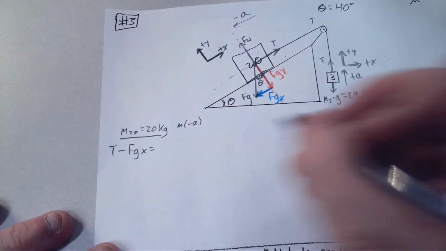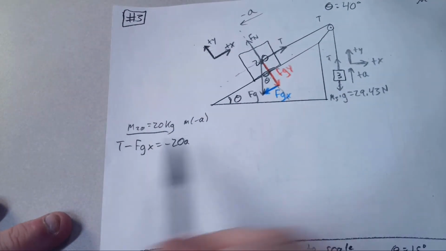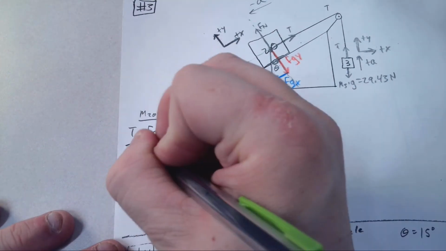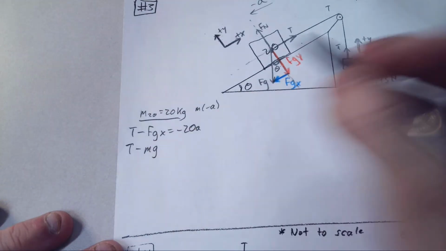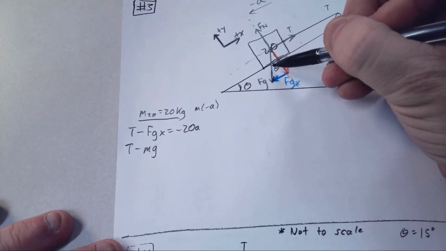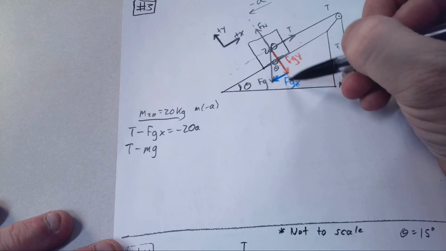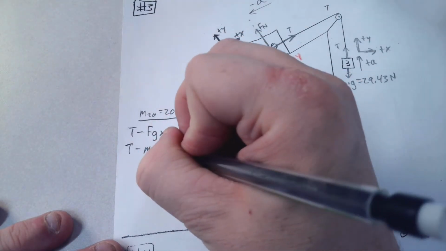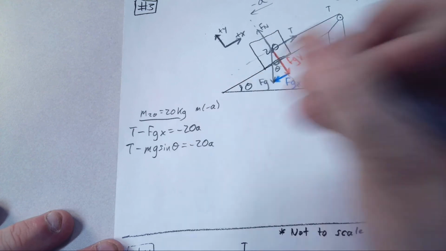Okay, m times negative a, or negative 20a. And before I push everything over to the other side, I'm going to write it with this. This is f of g, which is mg, but x. Remember that the y is connected to the angle, so that's what gets cosine, but f_gx is not connected, or some might say it's opposite, and so that gets the sine of theta, equals negative 20a, and we'll go ahead and plug in.